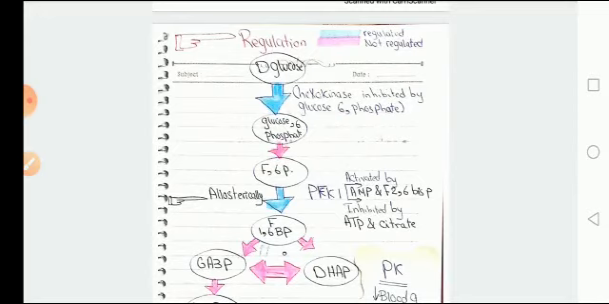The opposite happens during well-fed state. Insulin increases gene transcription of the enzymes responsible for glycolysis, leading to increase of glycolysis and decrease of gluconeogenesis.